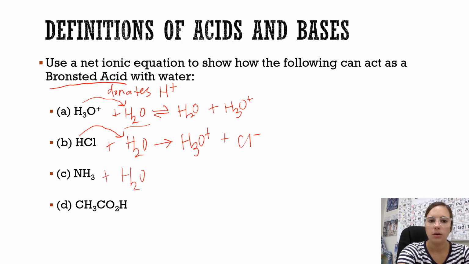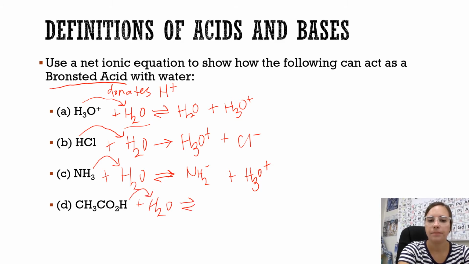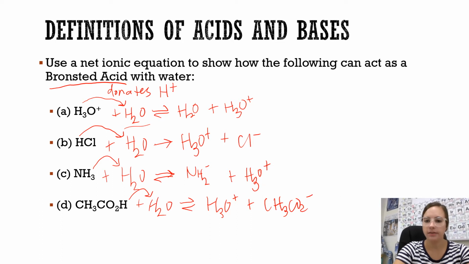Here, when we donate a hydrogen, if NH3 is neutral, then NH2 is going to have a -1 charge, plus H3O plus. Here, when I donate that hydrogen, I'm going to have H3O plus and CH3CO2 minus.